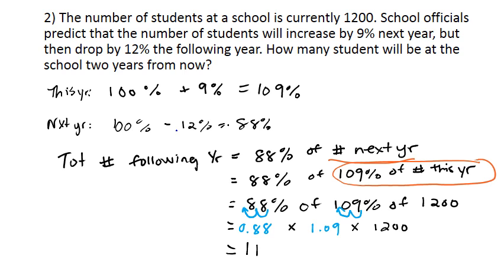So 1,151.04, which we can't have 4/100ths of a student, so it's equal approximately to 1,151 students. So there's 3 different ways you can approach the same problem. All of them work. You can start with whichever one makes the most sense to you and go from there.